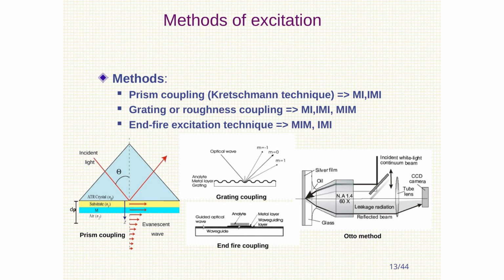Methods of excitation include prism coupling, grating or roughness coupling, and end-fire excitation. Prism coupling, known as the Kretschmann technique, is used for metal insulator and insulator-metal insulator setups. Grating coupling applies to metal insulator, insulator-metal insulator, and metal insulator-metal configurations, while end-fire excitation is suitable for metal insulator-metal and insulator-metal insulator setups. Each method utilizes incident light and evanescent waves.